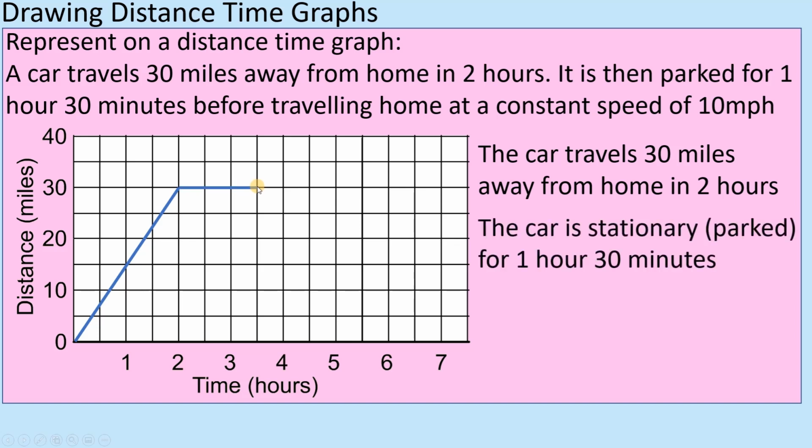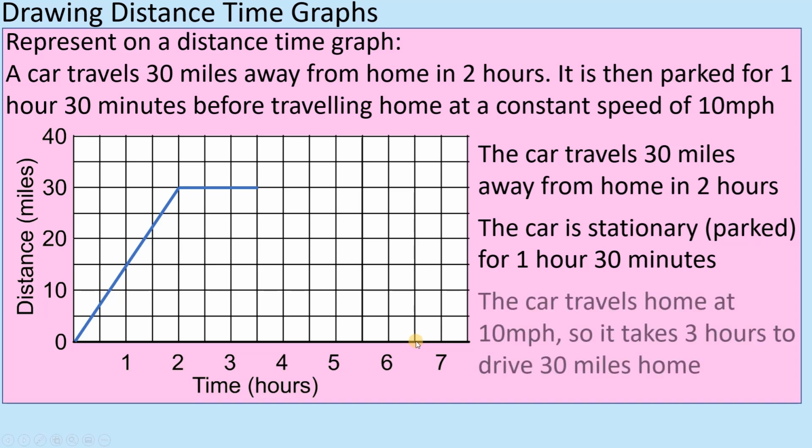And then the final bit says a constant speed of 10 miles per hour home. So in 1 hour, it's going to go 10 miles to there. In another hour, another 10 miles to there. And in another hour, another 10 miles to there. So it's going to take him 3 hours to get home, because it's 30 miles and he does 10 miles per hour. And that's my distance time graph.